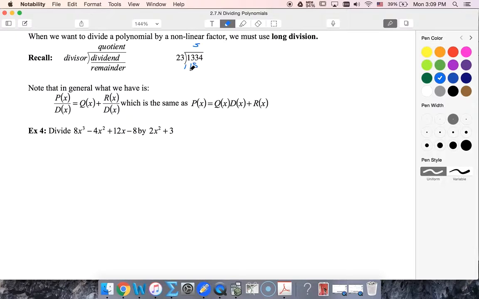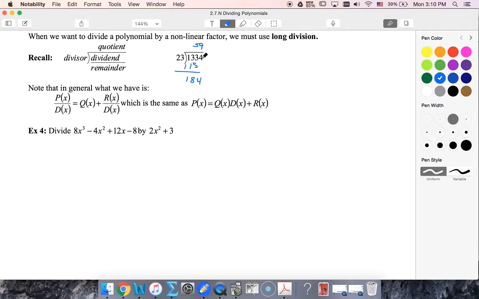And then I would subtract this off to see what's left. So I would get 18. Obviously, if this had been bigger than 23, I could have put a 6 up here, but it's not. It's 18. 23 doesn't go into 18. So then I bring down the 4. And now I think about how many times will 23 go into 184. So I think that that's going to be about 9.